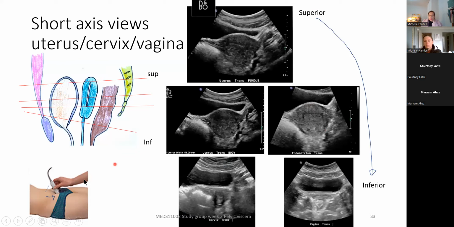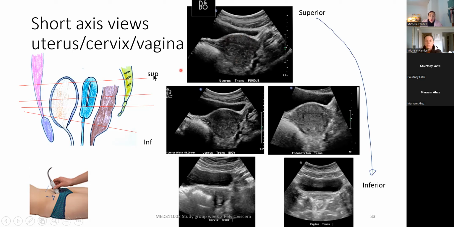What I was saying is we angle the probe up here and we can then fan it in all different directions down more towards the feet, and we can take a series of short axis views from the superior part of the uterus down through the body of the uterus, down through the cervix and down through the vagina. And when we do that, we will get this image, which is probably up at about this level. We can see a bit of endometrium. It's up towards the fundus region.